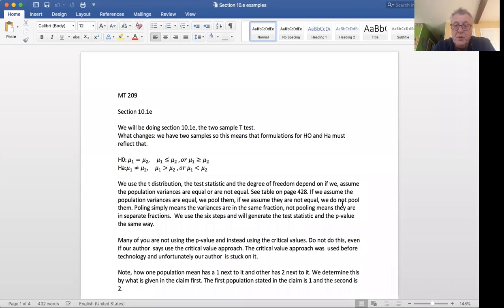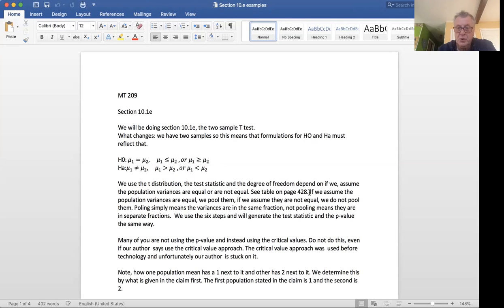The formulations for H0 and HA reflect the following. We could have mu1 equals mu2 for H0, which means mu1 does not equal mu2 for HA. We could have mu1 is less than or equal to mu2, which means mu1 is greater than mu2 for HA. Or we could have an H0, mu1 is greater than or equal to mu2, which means mu1 is less than mu2 in HA.